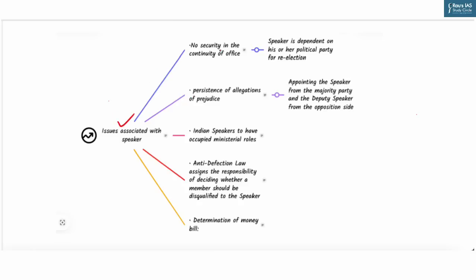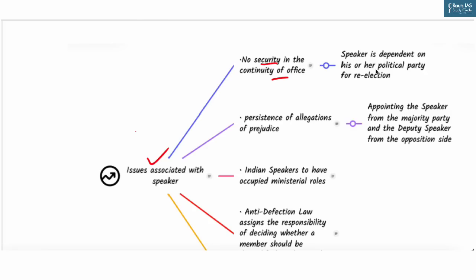The first in this line is that there is no security in the continuity of the office. What does it mean? That the Speaker is dependent on his or her political party for re-election. This makes the Speaker susceptible to pulls and pressure from her or his political party in the conduct of the proceedings of the House. Next is persistence of allegations of prejudice. As you know, there has been a tradition of appointing the Speaker from the majority party and the deputy speaker from the opposition side, which has led to structural problems.